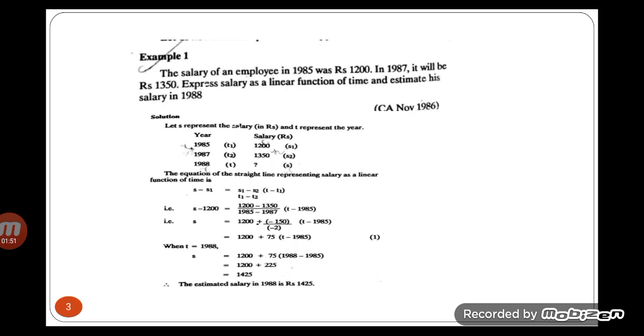My first problem: the salary of an employee in 1985 was 1200. In 1987, it will be 1350. I have to express this situation as a linear function of time and I have to estimate the salary in the year 1988.